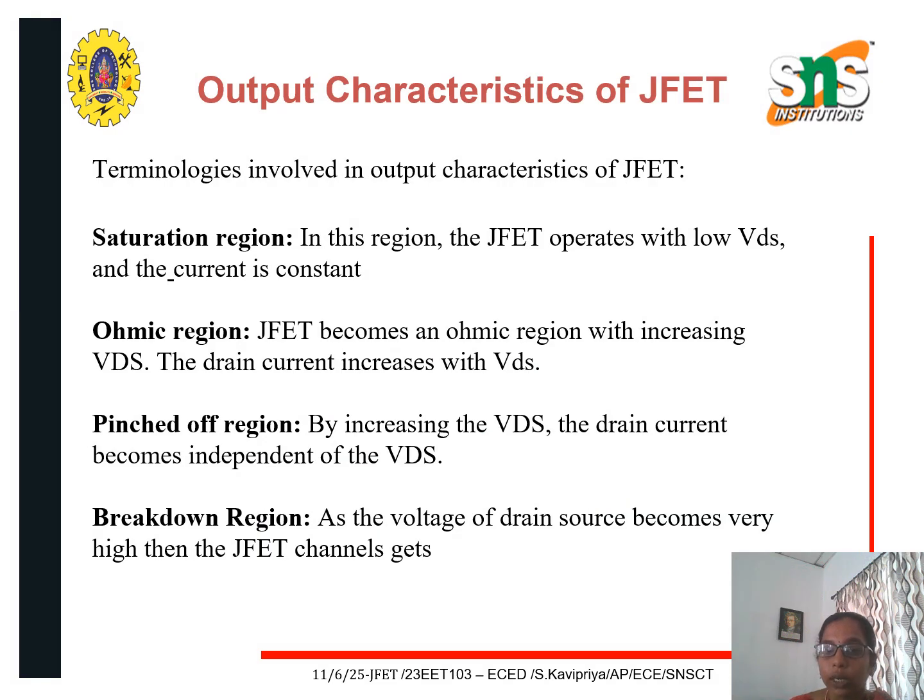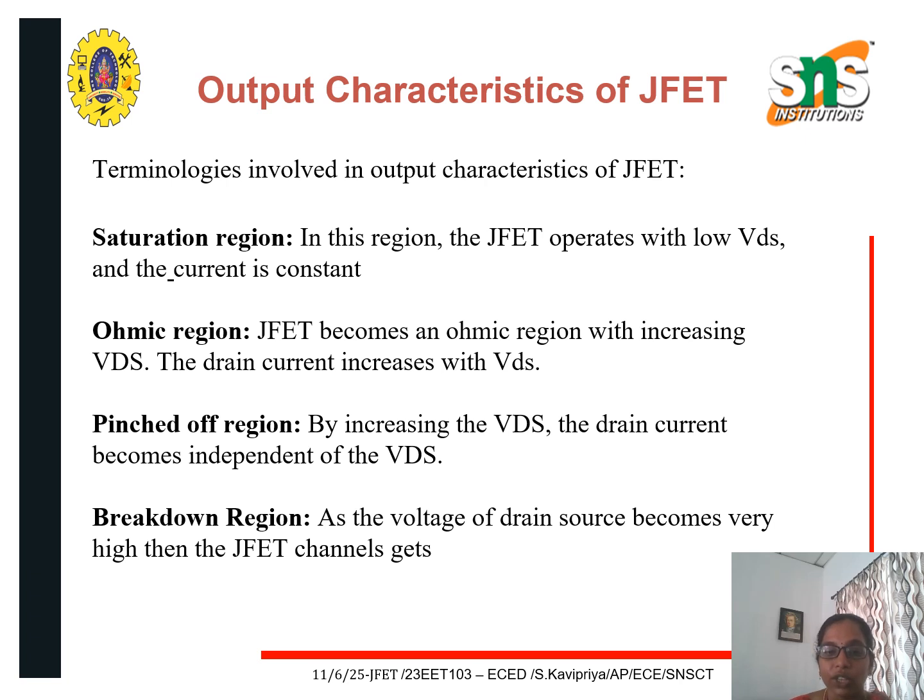We have four terminologies involved in this. First one is saturation, second one is ohmic, third one is pinched off, and fourth one is breakdown. In saturation region, the VDS value will be very low and the current ID is constant. The current ID is controlled by the voltage that is available across the gate source terminal, which is nothing but VGS. In case of the ohmic region, the VDS will be gradually increasing and thereby ID will increase.